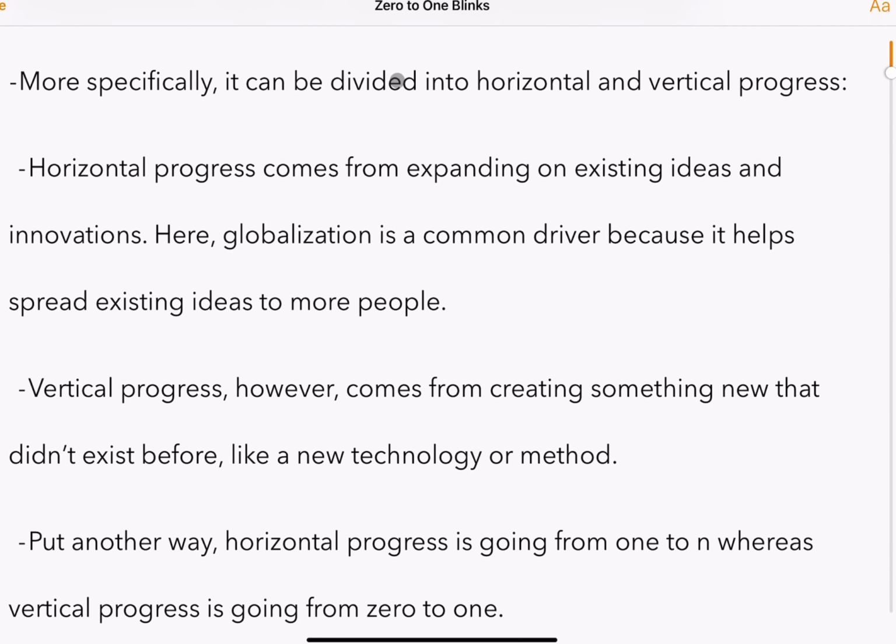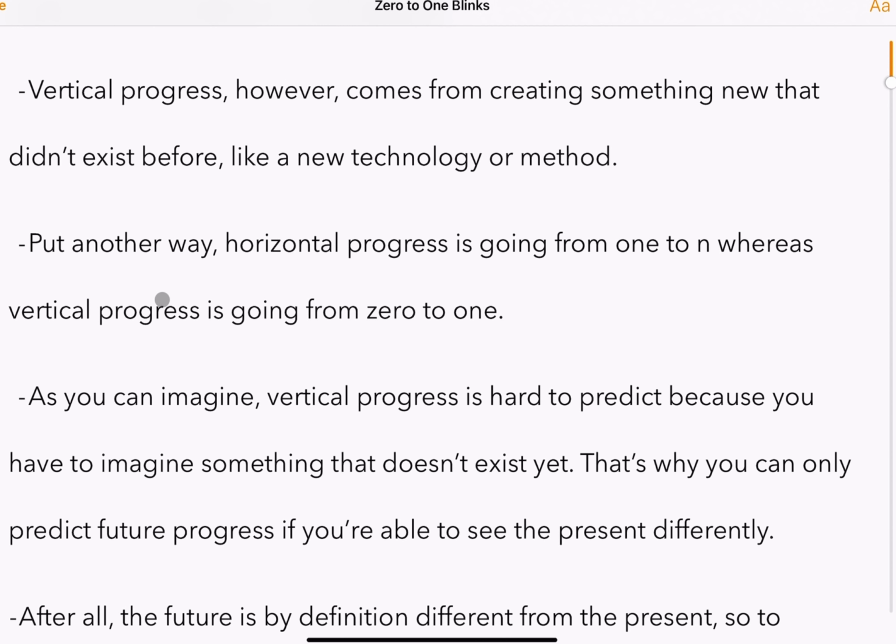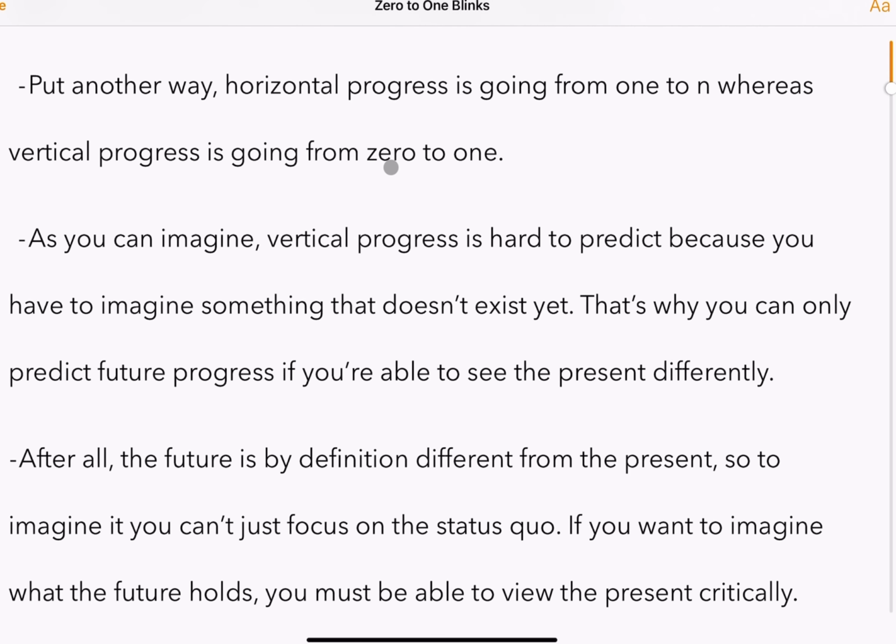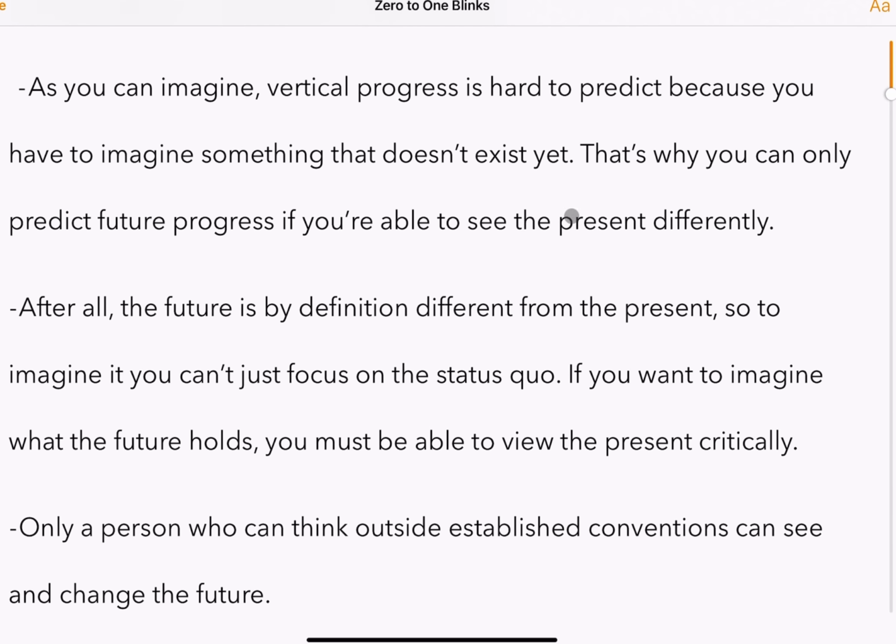And Peter Thiel then gets into horizontal versus vertical progress. Horizontal progress comes from expanding on existing ideas and innovations. Vertical progress, however, comes from creating something new that didn't exist before, like a technology or, in Palantir's case, a method of that technology. Put another way, horizontal progress is going from 1 to n, whereas vertical progress is going from 0 to 1. Of course, you are well aware of this if you are a Palantir shareholder.